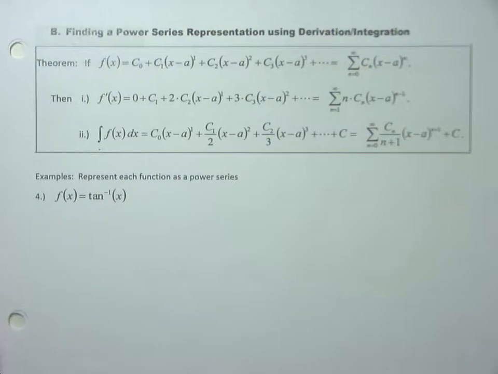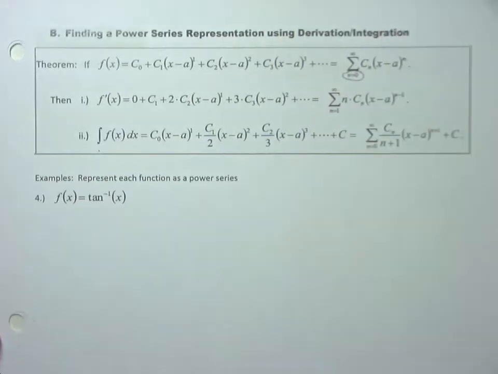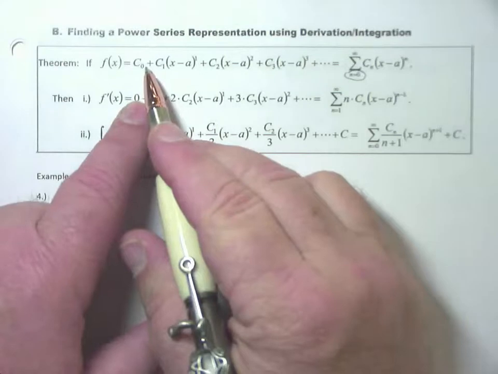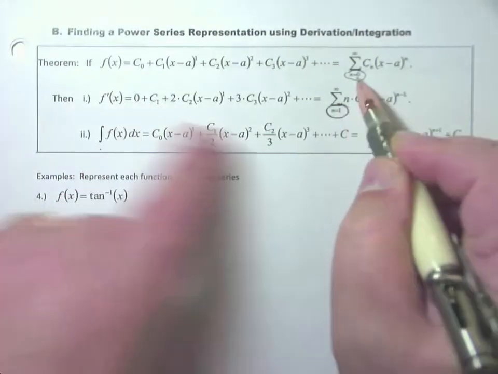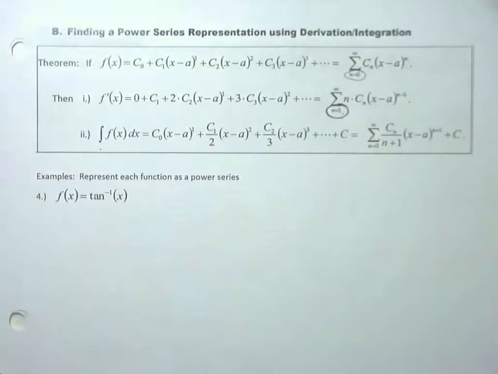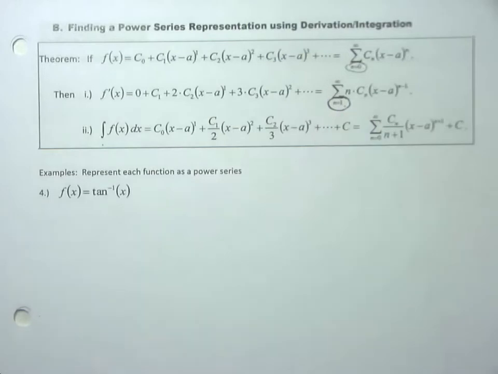But here's the trick. When you take a derivative, you start with the traditional power series at n equals 0, but the first term is a constant. What's the derivative of a constant? 0. The power series of a derivative starts at 1 because the first term is 0. The derivative of a constant is 0, so the first term is 0 on this guy.